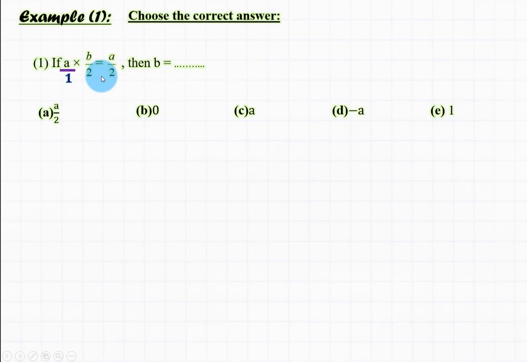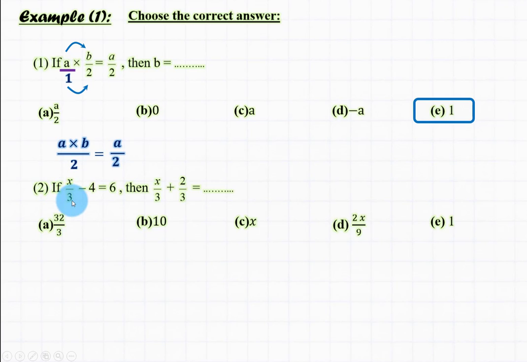When we multiply two fractions, we multiply the numerators: A multiplied by B equals A times B, and 1 times 2 equals 2. It equals A over 2. Because the denominators are the same, A multiplied by B equals A, then B must equal 1, because A times 1 equals A.